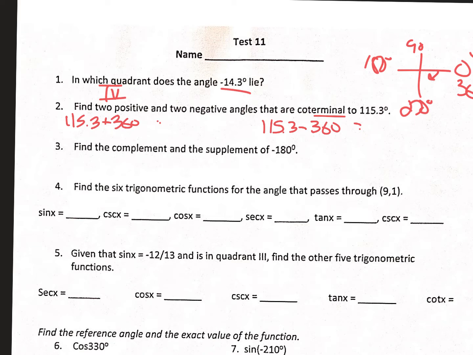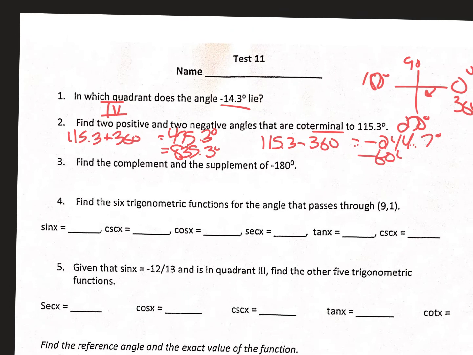So I'm going to punch that in real quick. And I get 475.3 degrees for the first one. Then I'm going to add 360 to that to get my other one because it says to find 2. And I'm getting 835.3 degrees. Then I'm going to do the subtraction. 115.3 minus 360, I'm getting negative 244.7 degrees. And then I'm going to subtract 360 one more time. I'm getting negative 604.7 degrees, and there's the coterminal.